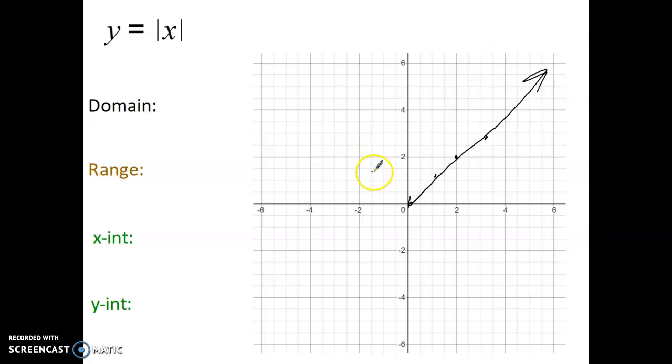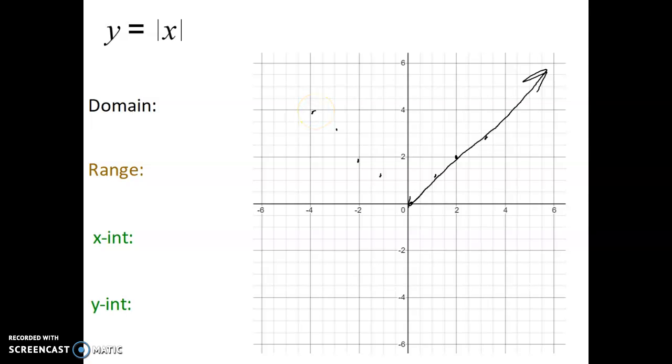Okay, let's see what happens on the left-hand side. So when I substitute in negative 1 for x, okay, well, remember, absolute value measures distance away from 0. Negative 1 is 1 unit away from 0. It's just that it's 1 unit in the negative direction. So I'm going to get (-1, 1). And then same thing, negative 2 is 2 units away from 0. It's just that it's in a negative direction. Negative 3 is 3 units away from 0. Negative 4 is 4 units away from 0.